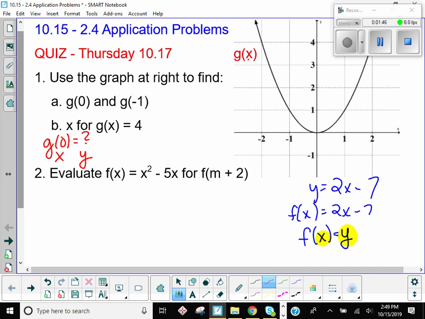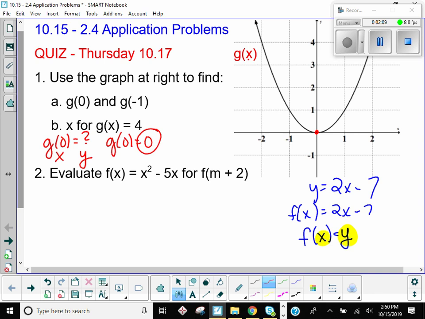So you go to the graph, you find where x equals 0, and it's right here. It's on the graph. What does y equal right there? 0. So that's the answer. g of 0 is 0. That's your x, that's your y. Okay.